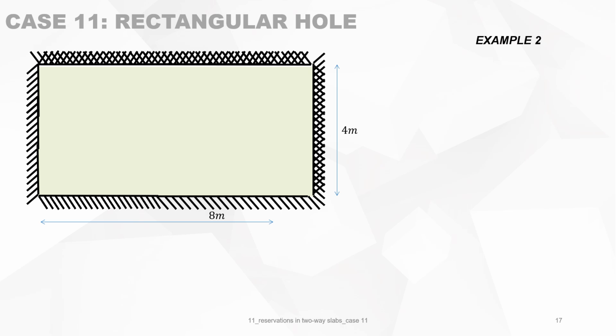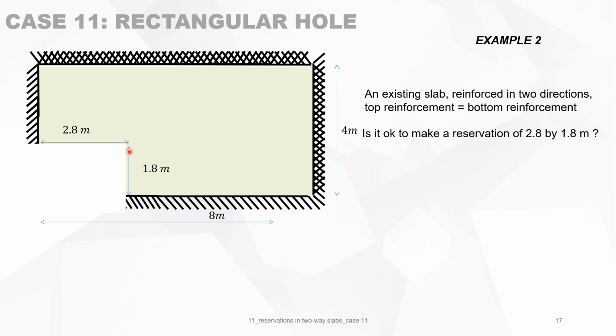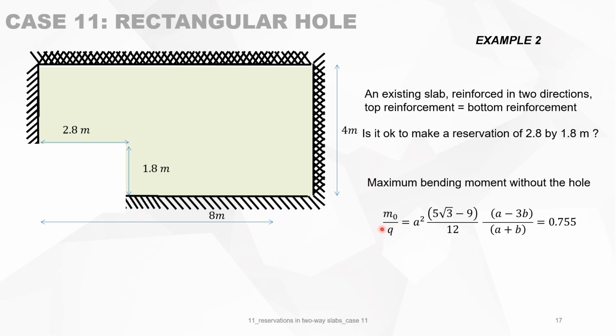We will now give another example. It's an existing slab with top and bottom reinforcement equal. We do not know what type of reinforcement is in it, and we do not know the design load of the slab. The question is asked, can we make a reservation of 2.8 by 1.8 in the bottom left corner? We can calculate the maximum bending moment without the hole, assuming the reinforcement which is there is properly calculated. Because we do not know the load, we divide the bending moment by the load, and we have an expression which is only dependent on the geometric characteristics.